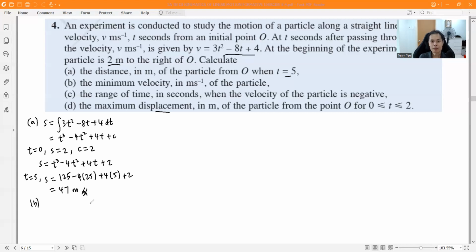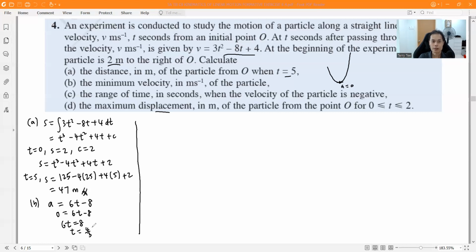Let's do part B, minimum velocity. Now we know we will have a minimum velocity when the acceleration is 0. The gradient of the velocity time graph is the acceleration. So acceleration is 0. First I need to differentiate v to get a. When I differentiate, I get 6t minus 8. Differentiate 3t squared: 2 times 3 is 6, copy t, reduce the power by 1. Differentiate negative 8t, it is minus 8. Let a be 0 and find your t. 6t equals 8, t is 4 over 3.